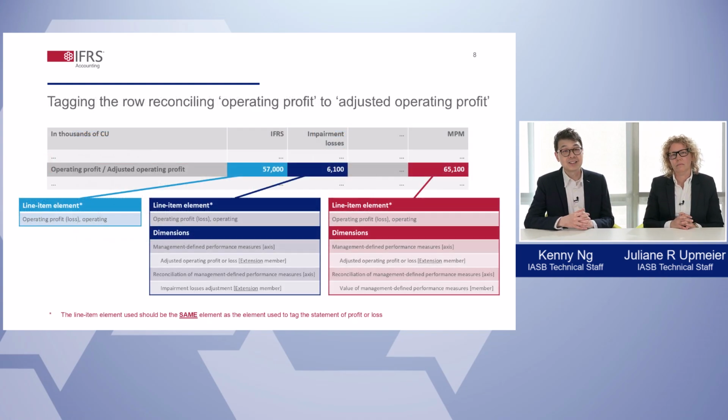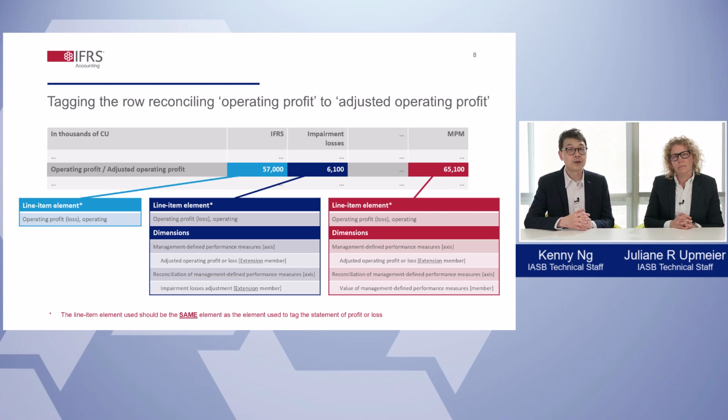The gray row is tagged using the line items element operating profit (loss), operating, which is the same element used to tag the subtotal in the statement of profit or loss. Operating profit of $57,000 is tagged using only this line items element, whereas all other elements in this row are also tagged using members that convey additional information. For example, the reconciling item impairment losses is tagged using two extension members.